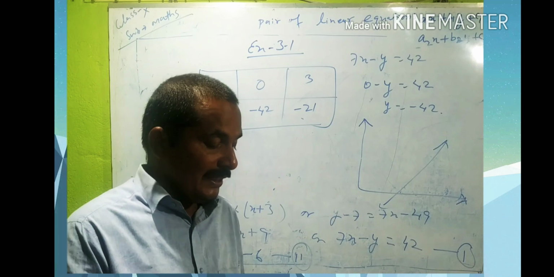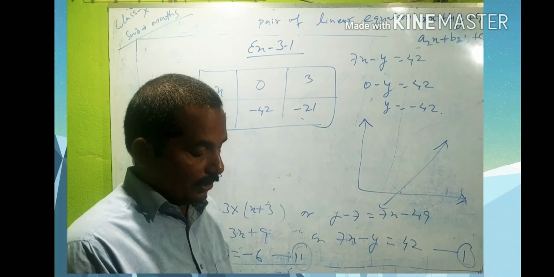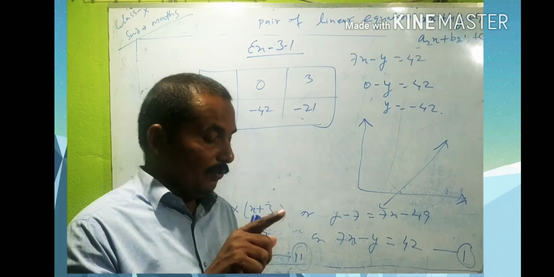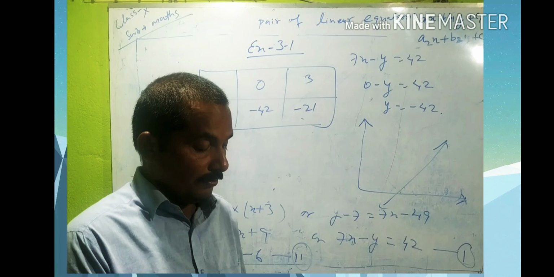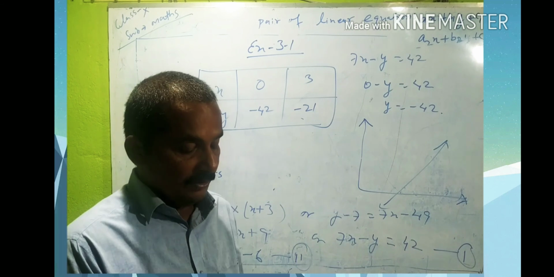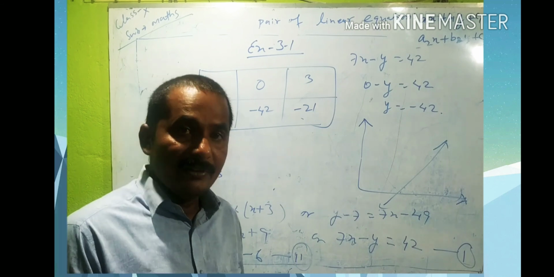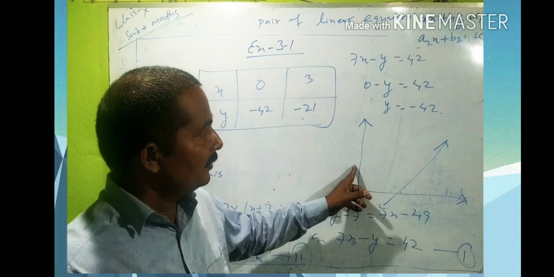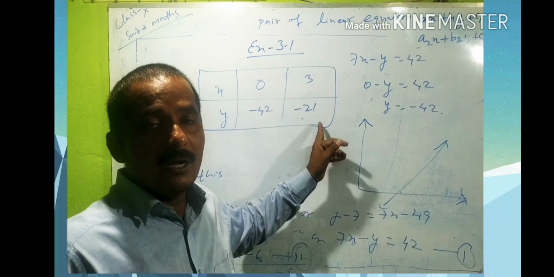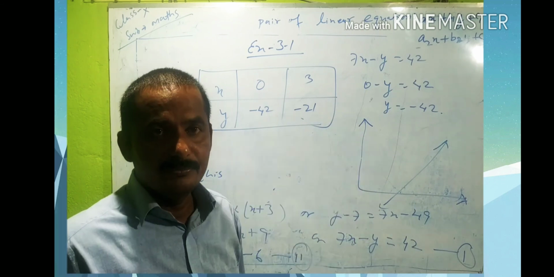So in question number 1 of exercise 3.2, you will form linear equations algebraically, and then graphically you will draw the graphs, and the meeting point of the graphs will be the values of x and y.